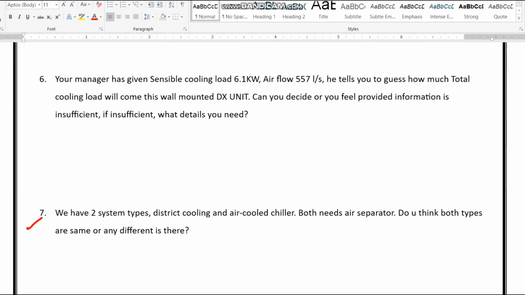And here is your 7th question. We normally have two types of system, district cooling system and air cooled chiller. Both need air separators, because normally in the pump room you can see air separators installed. Do you think both types are the same or is there any difference? I mean, the air separator installed in the district cooling type and the one installed in the air cooled chiller pump room, are both the same or is there any technical difference?